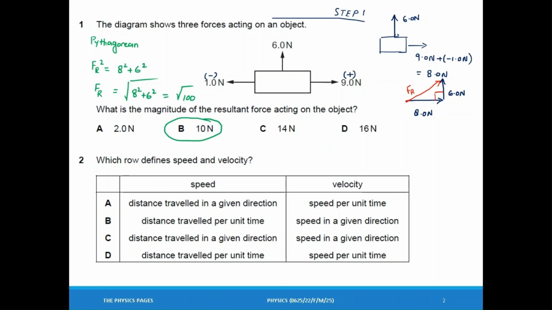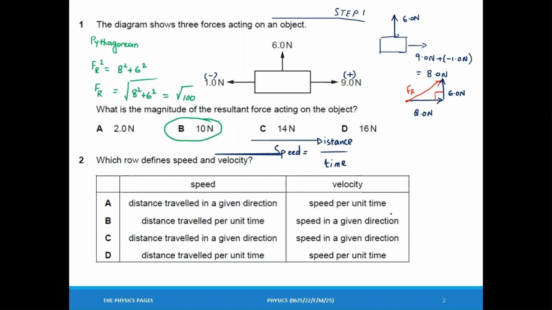Question number two: which row defines speed and velocity? This question is related to the definition of speed and the definition of velocity. We are very well aware of what speed is. Speed is distance covered in a unit time. We can simply say distance over time. Now, this is a scalar quantity. It does not have any direction. So you can say it is a distance covered in a time but without any direction.